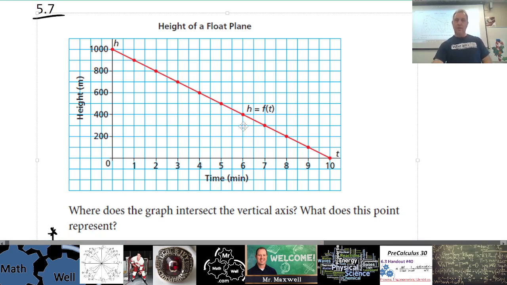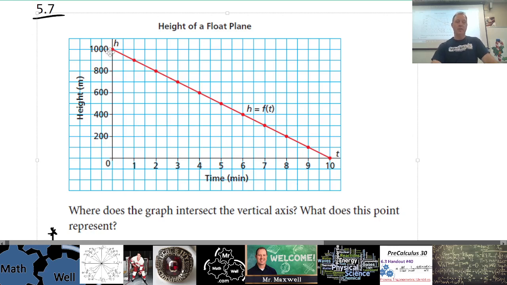Okay, so with this graph, it says in your book here, float planes fly into remote lakes in Canada's northern wilderness areas for ecotourism. This graph shows the height of a float plane above a lake as the plane descends to land. Okay, so the first question here is, where does the graph intersect the vertical axis? At what point does the graph intersect the vertical, straight up and down axis? 1,000 meters. Okay, so 1,000 meters in height, right here. That point is (0, 1,000). Okay? What does this point represent?